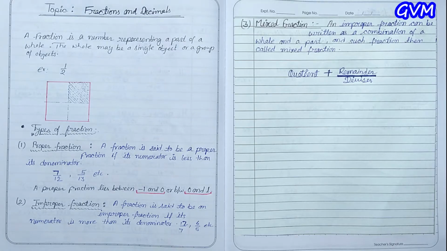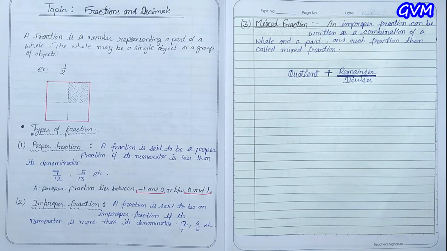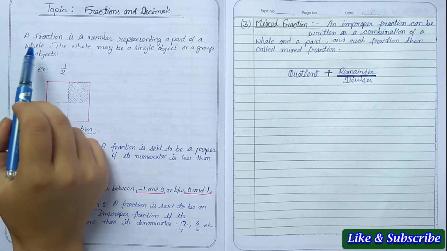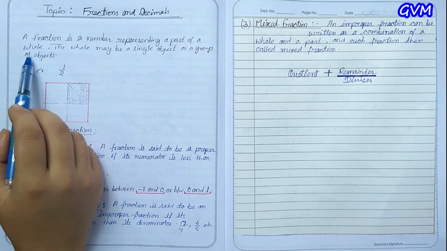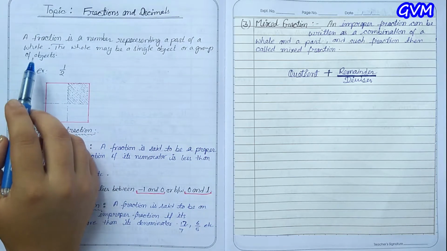Hello students, today we are going to discuss our next topic, fractions and decimal. So let's learn what fractions and decimals are. First, fractions. A fraction is a number representing a part of a whole. The whole may be a single object or a group of objects.